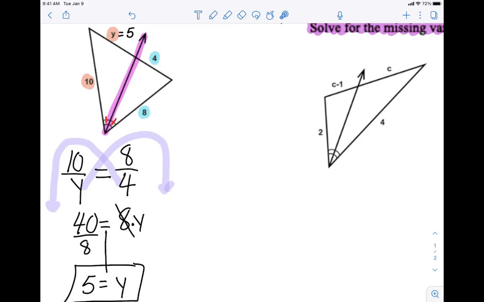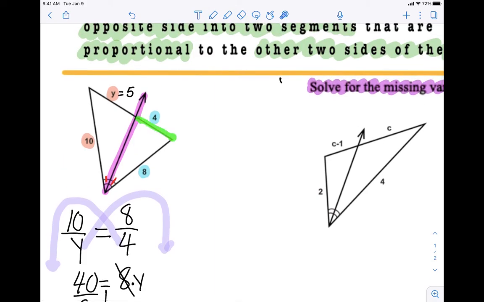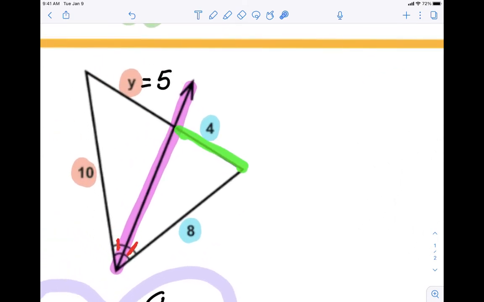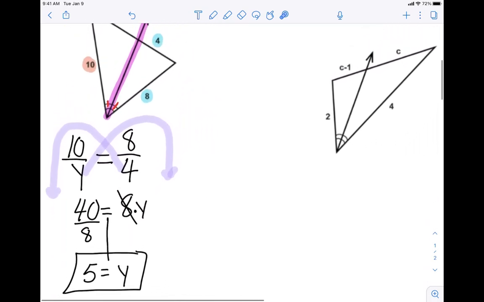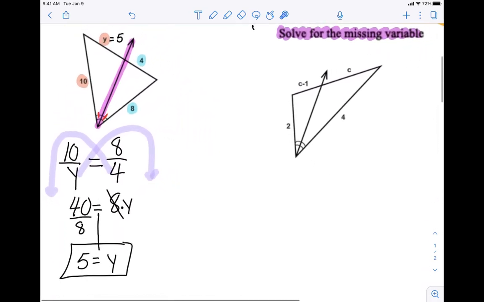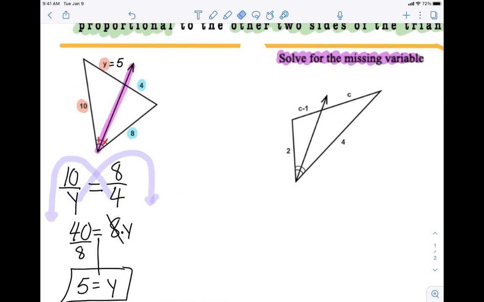So now I know that from here to here is 4, and from here to here is 5. That means the whole thing is 5 plus 4, 9. The whole thing is 9, right? But that's not what they're asking us for. They're asking us to find the missing variable. And we have found y is equal to 5. Perfect. Okay, let's take a look at the second example here.